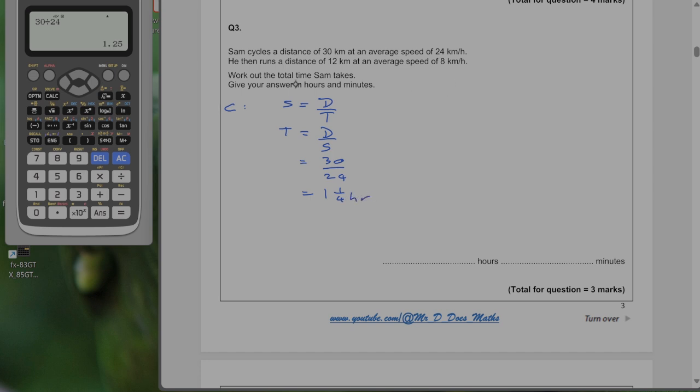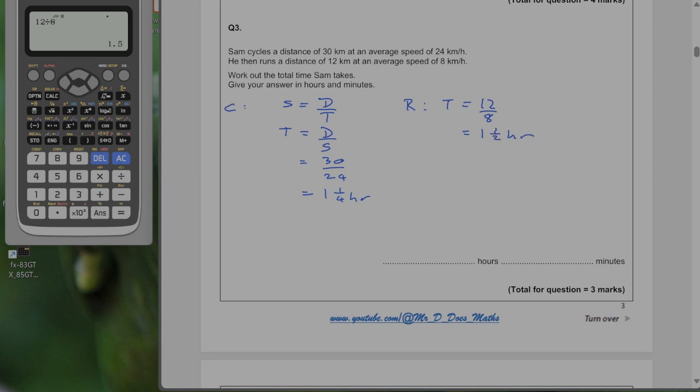Right, then if we look, in a similar fashion, at the run part. For the run part, again, we've got distance and speed and we want time. So the time is going to be equal to the distance divided by the speed. So 12 divided by 8, which is going to be 1.5 hours. Oh, I missed the half off. 1.5 hours.